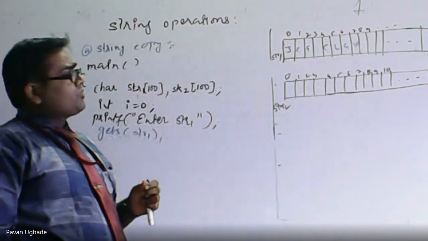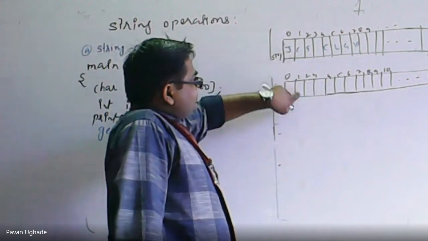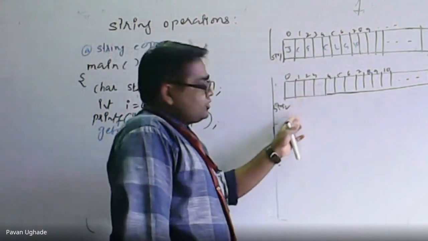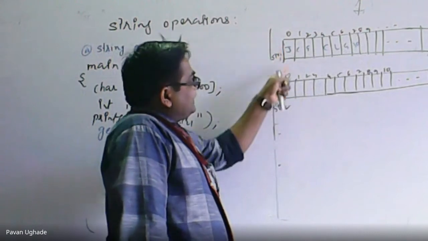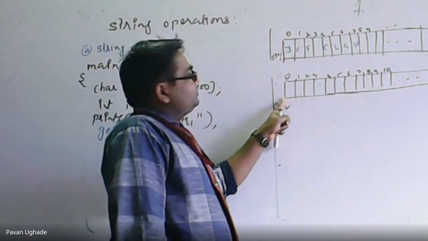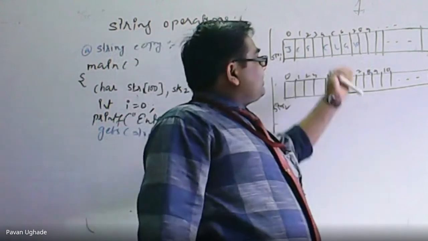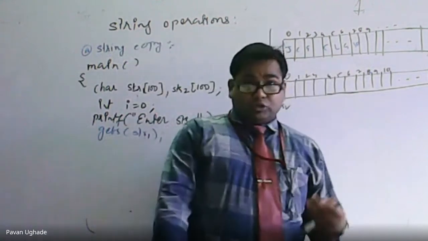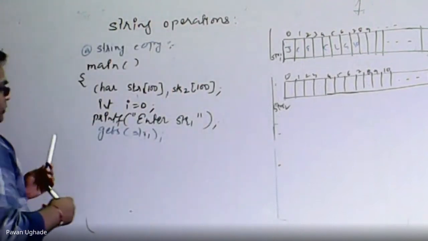How will we do it? Sir, the logic is simple. We'll be copying one by one to string 2. So str2 of i equals str1 of i, right? First character, first copy. Second character, second. Third character. Like that. Until when? Until we find backslash 0. Why? Because that is the end of the string. Yes or no? So again we will be following the same approach.